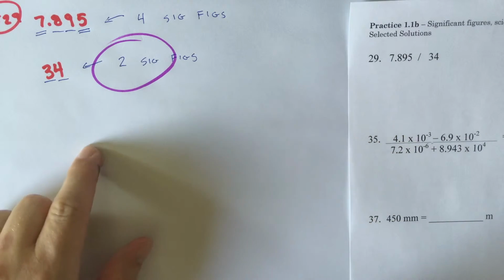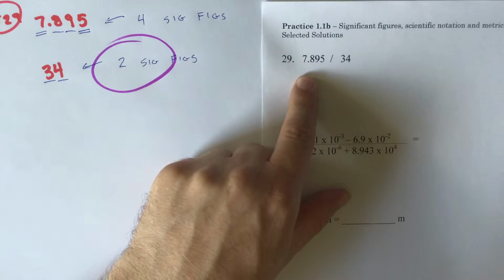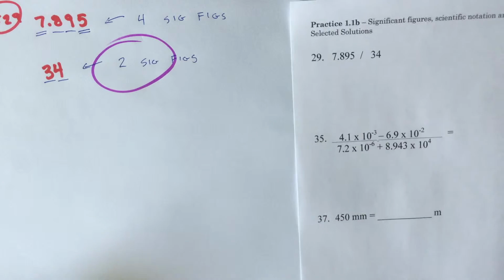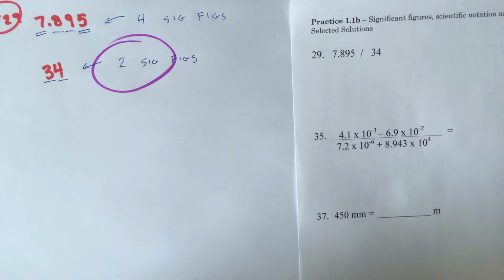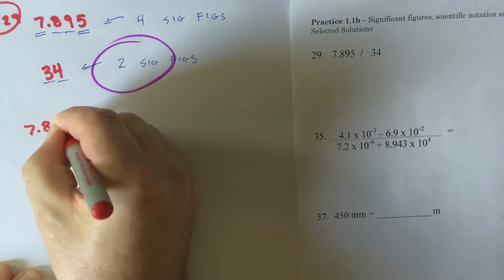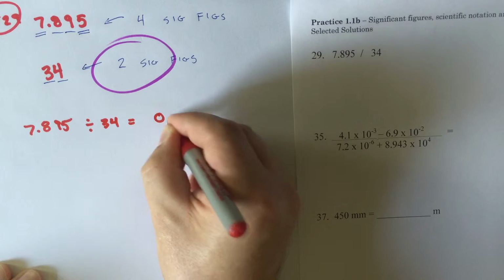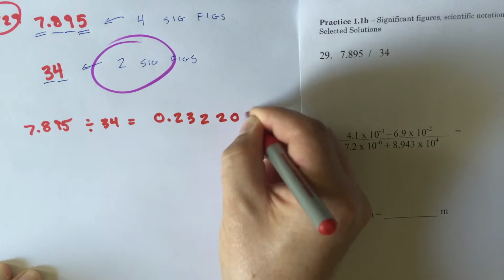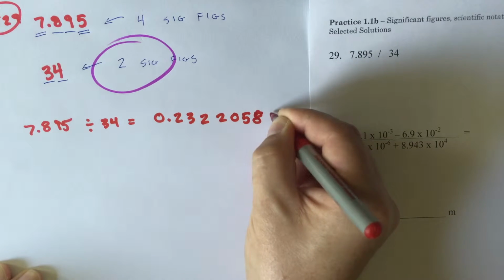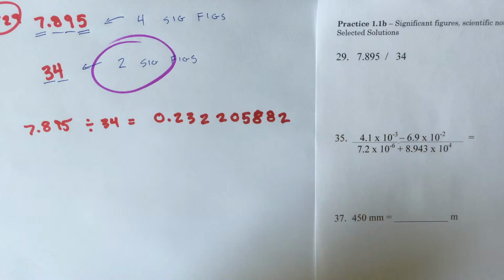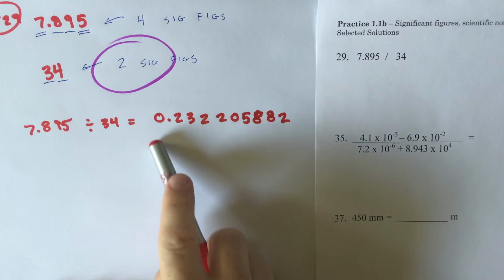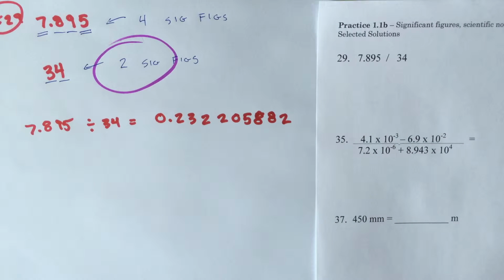So we pull out our calculator and we type in, what is 7.895 divided by 34? And our calculator gives us, well, a big long number. It says 7.895 divided by 34 is equal to 0.232205882, probably keeps going on. And some people like to write out that whole big long number, but that's actually inaccurate. It implies more precision than we have. And so there's a right number of digits to write out. Let's find out what that is.